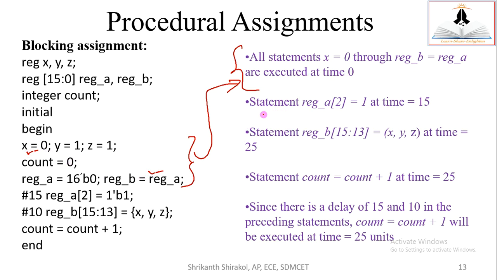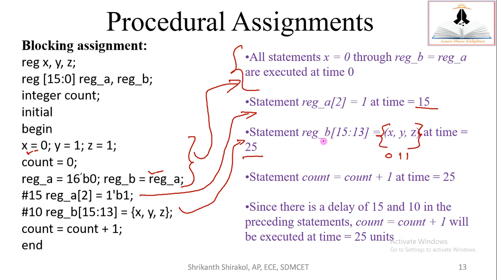Whereas the statement reg_a of 2, this is a bit select, will receive 1 only at time equal to 15. And similarly, after 15 plus 10, that is 25 time units, reg_b 15 down to 13 receives the concatenation of x, y, z. That is x is 0, y is 1, z is 0, 1. That will be received at this one.